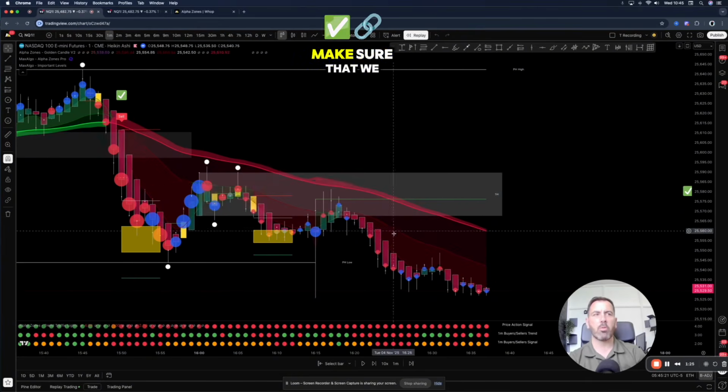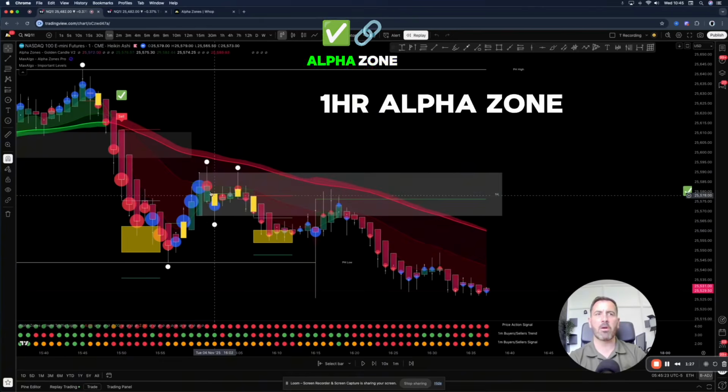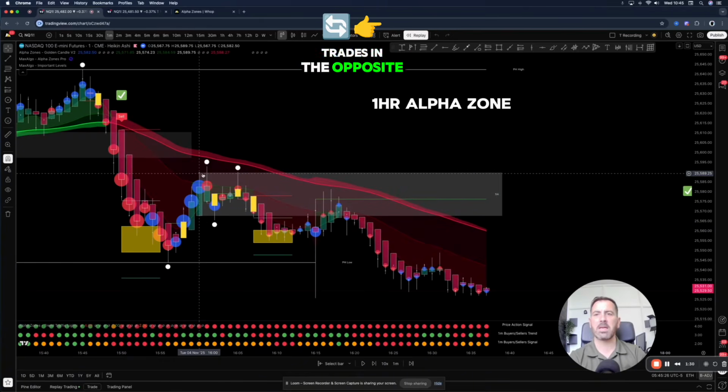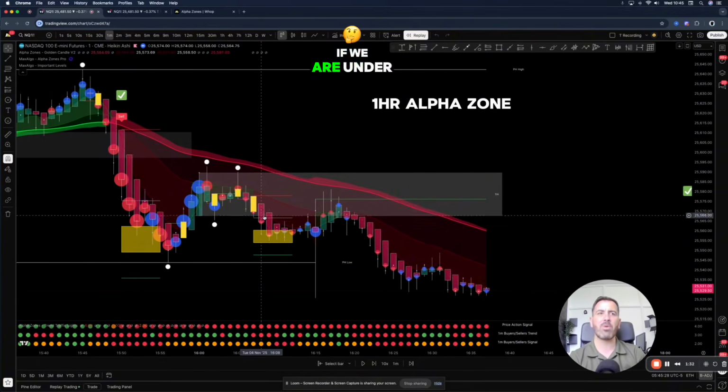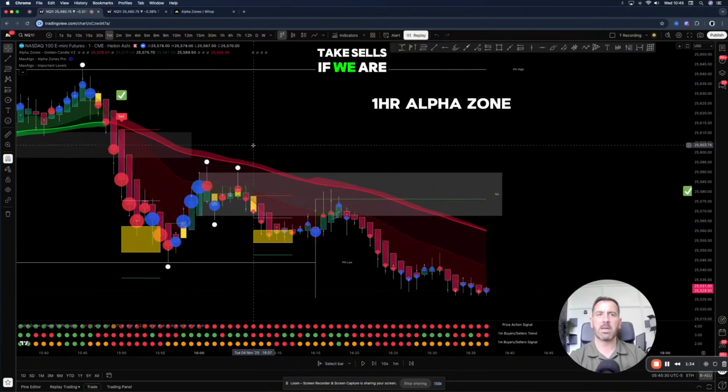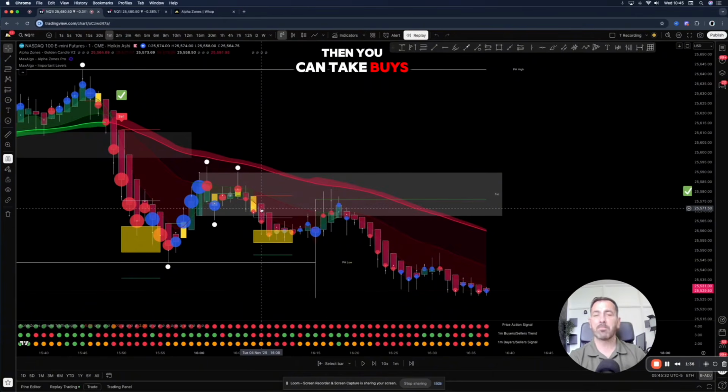Okay, brilliant. We also want to make sure that we are in line with our alpha zone. So we don't want to be taking trades in the opposite direction of our alpha zone. If we are under it, then you can take sells. If we are over it, then you can take buys. Really simple, but really, really important. Our alpha zones are a massive confluence for when we're taking these trades. This is not a mechanical system. This takes some level of skill to be able to look and read the market a little bit, but the simplicity of all the confluences all come within the indicator itself to give you your entries.